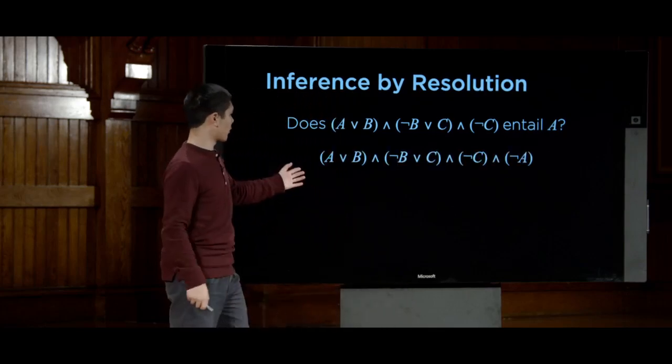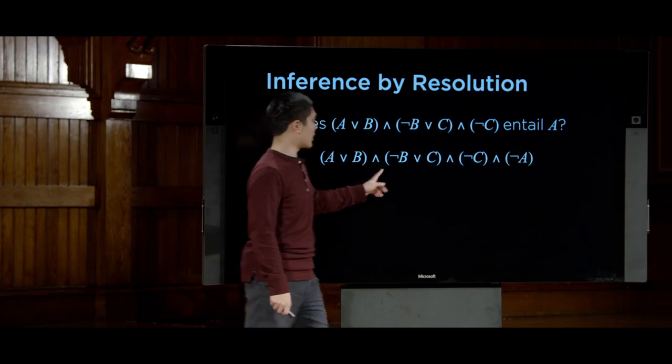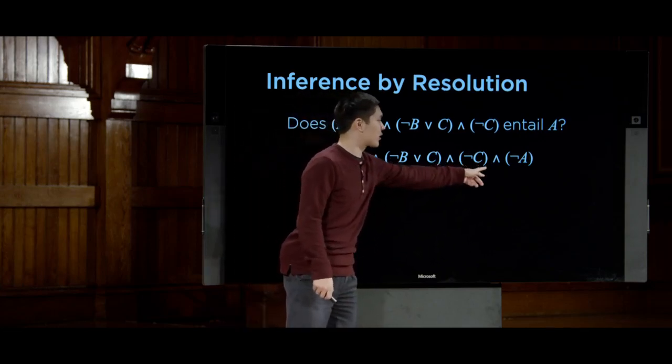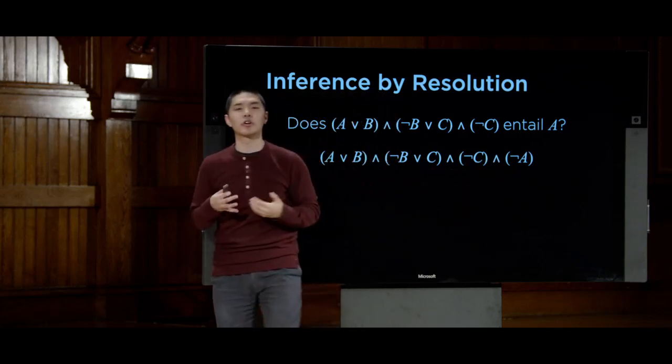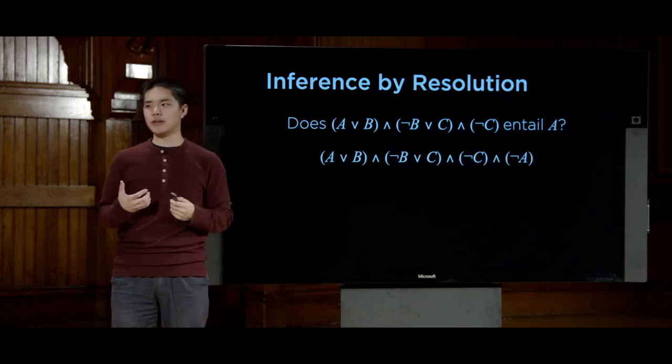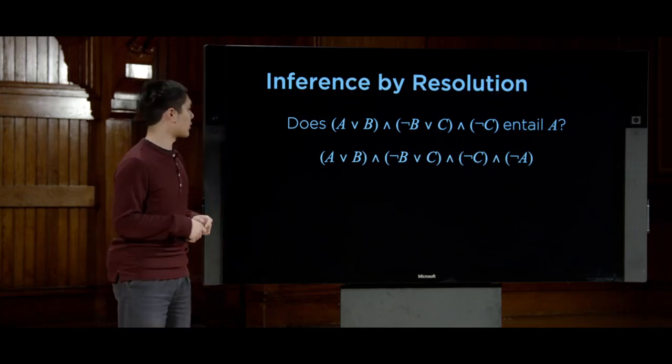So here's what we're going to start with. A or B and not B or C and not C. This is our knowledge base. And we're going to assume not A. We're going to assume that the thing we're trying to prove is, in fact, false.